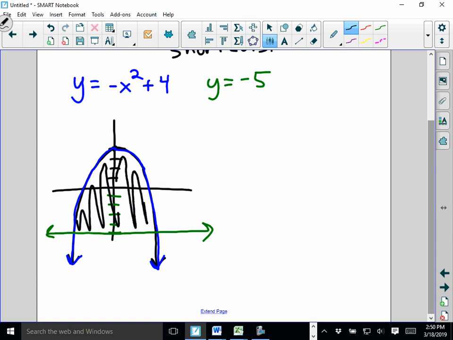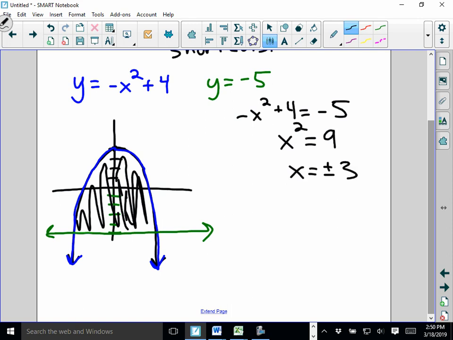Okay, so what I want to do is find those two intersection points. So I'm going to set negative x squared plus 4 equal to negative 5. And solving this, I end up with x squared equals 9, and I get x equals plus or minus 3. So these two intersections here, this is at x equals 3, this is at x equals negative 3.